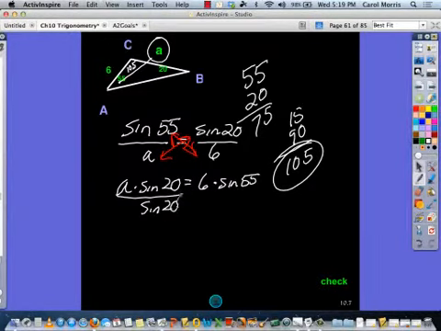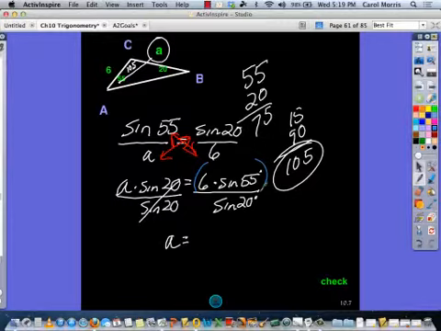Let's get rid of the sine of 20. And we do that by division, which is what we've always done in the past. And when we do that, they will cancel. Our value for A will be equal to 6 times the sine of 55 divided by sine of 20. The only thing is, be careful when you put that in that you make sure the numerator is enclosed and it's all ready to go.